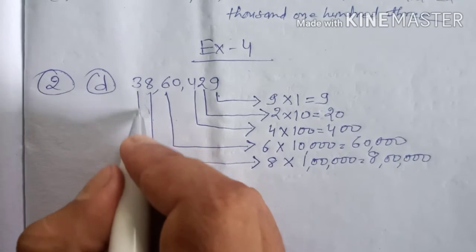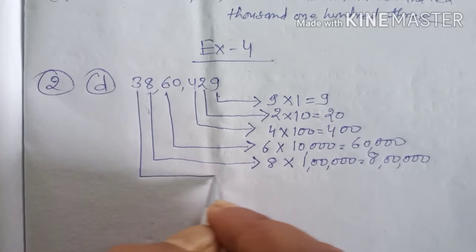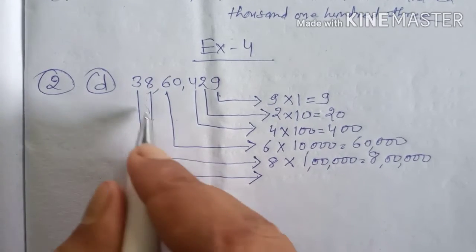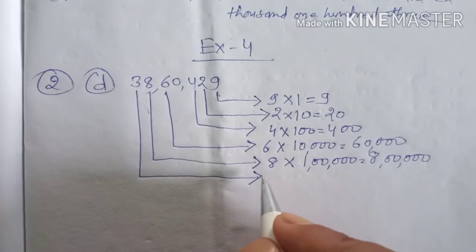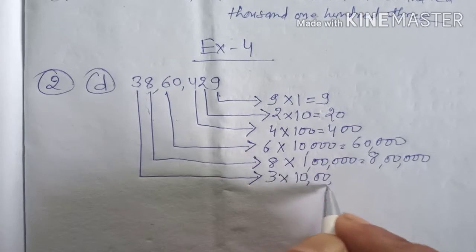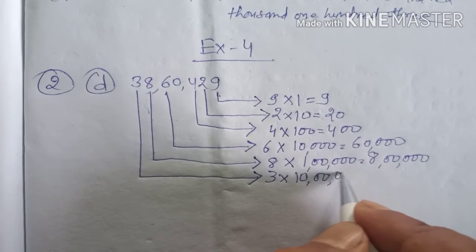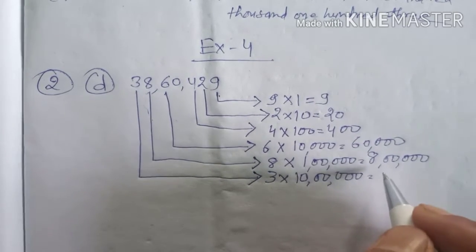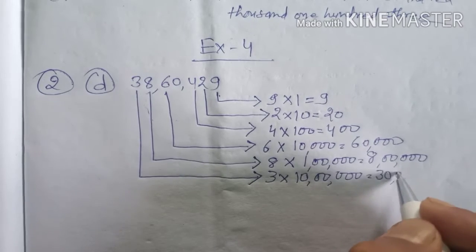And now the place value for 3, because it is situated at the 10 lakh place, so it will be multiplied by 10 lakh and the place value will be 30 lakh.